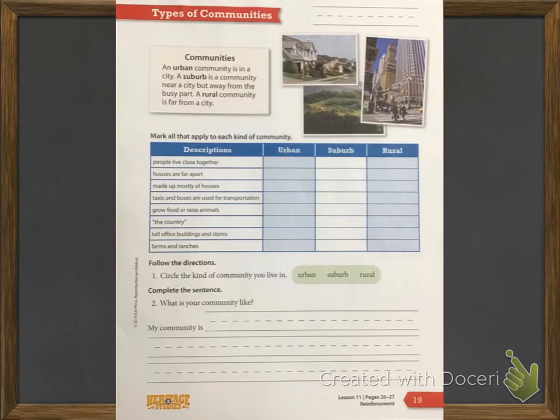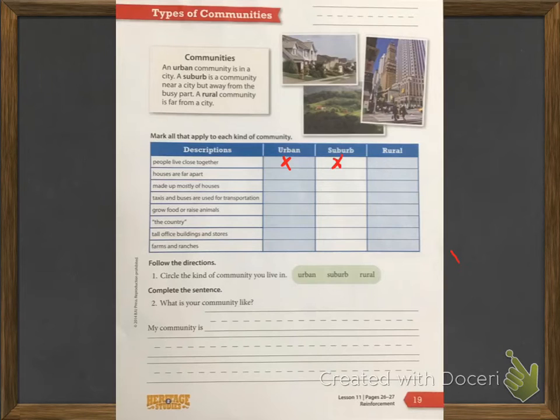All right, so the first part says mark all that apply to each kind of community. It has descriptions, and then the next column says urban. The next column says suburb, and the next column says rural. So, people that live close together, what would those apply to? It would be suburb and urban. Yes, suburb and urban. So, we're going to mark those two with an X. So, put an X in those two boxes.